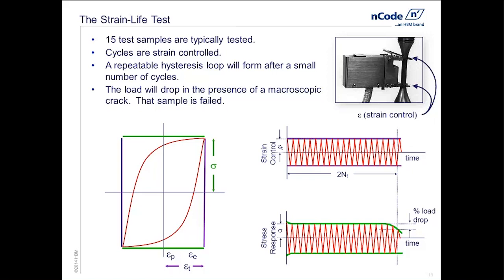And then at the half-life, somewhere in the middle between the start and end of the test, we will have stabilized cycles. And in that area, we're going to pull out a hysteresis loop, and that's the loop that we'll use to measure elastic and plastic strain. And again, the life is determined by some predetermined either load drop-off or part separation. And so from this, we're going to get elastic and plastic strains, and we'll get our life.